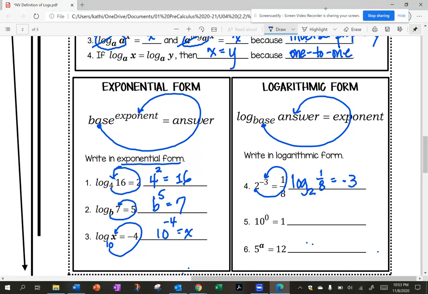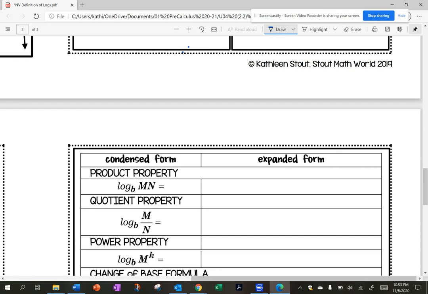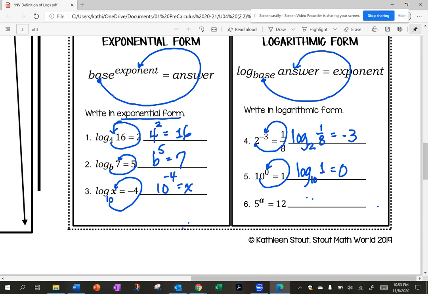So I start at the base. So I start with the word log base 10 of 1 equals 0. Now I don't have to write the 10, but I'm just doing it just so you can see what I'm doing.